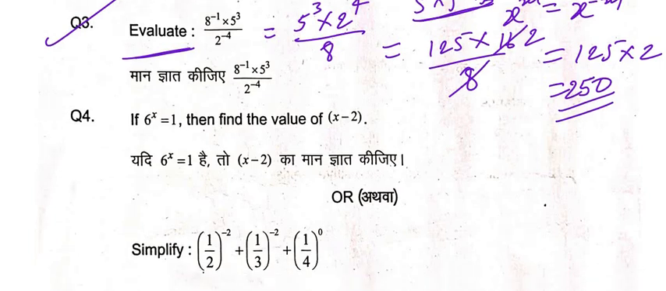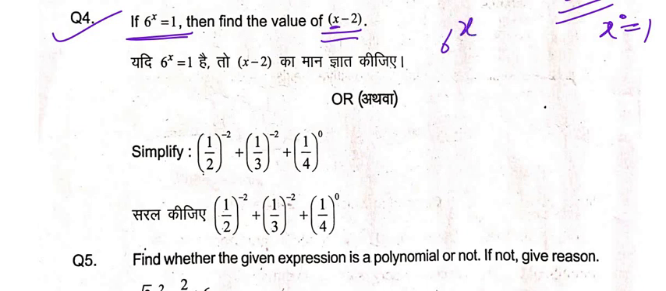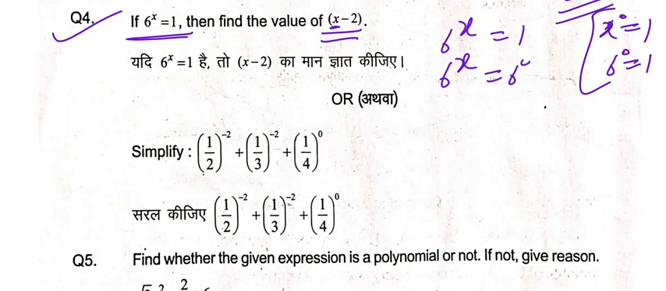Now moving to question number 4. We are having question number 4: 6 to the power x is equal to 1. Then find the value of x minus 2. First of all you have to find the value of x, because x is required. We already know that x to the power 0 is equal to 1. So 6 to the power x is equal to 1. In place of 1, what can we write? We can write 6 to the power 0 is equal to 1, because you already know x to the power 0 is equal to 1. So we can take any value. So you can write 6 to the power 0.